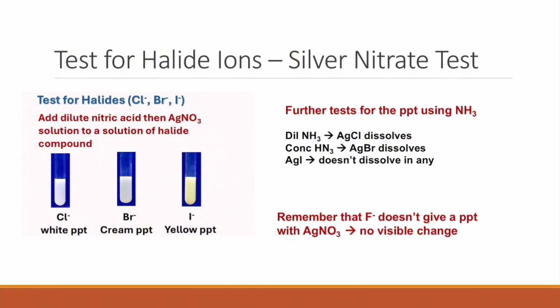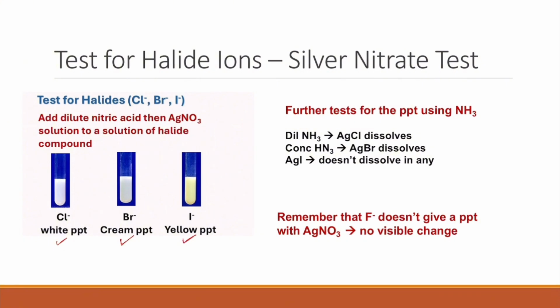Fluoride will not give you any precipitate, so there is no visible change. You're not going to see anything. In case of chloride, you will see a white precipitate. In case of bromide, there will be a cream precipitate. In case of iodide, there will be a yellow precipitate. You can even test these further by adding ammonia solutions to the precipitate and see what happens.